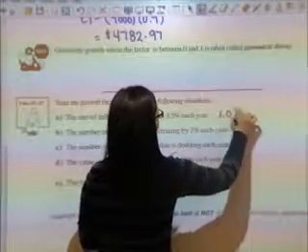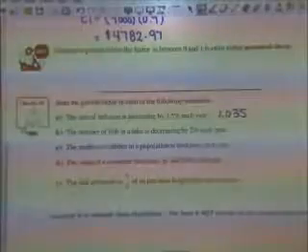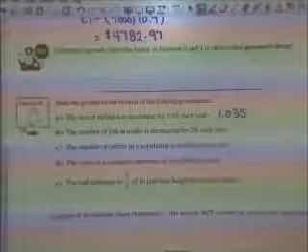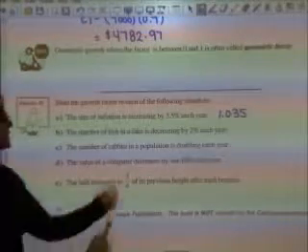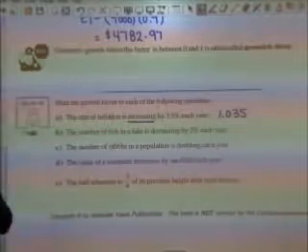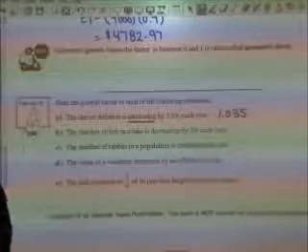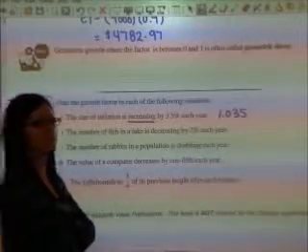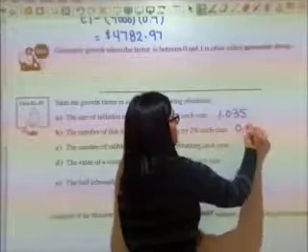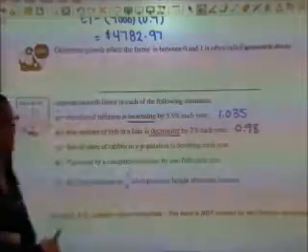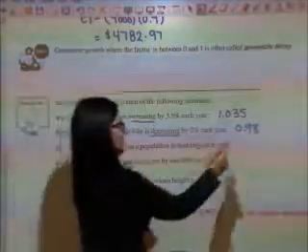1.035. How did you know to add it to 1? What word? Increasing. The number of fish in a lake is decreasing by 2% a year. 0.98. Because that word decreasing tells me I'm going to be reducing it from 100%. The number of rabbits in a population doubles each year. 2. Just 2.